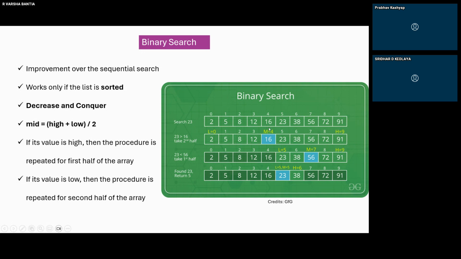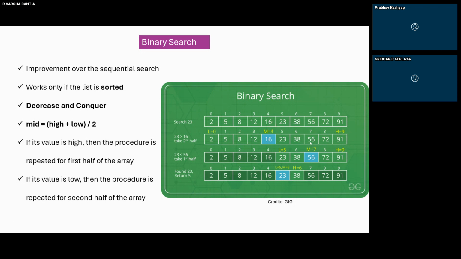Just see this example. This is the given array of size 10. What is the lowest index? The first one, L is equal to 0. Highest one is H is equal to 9. What will be the middle one? 0 plus 9 divided by 2 is 4.5, that is 4. Now, note that this array is sorted. If the array is not sorted, you have to sort it. This is already a sorted array.